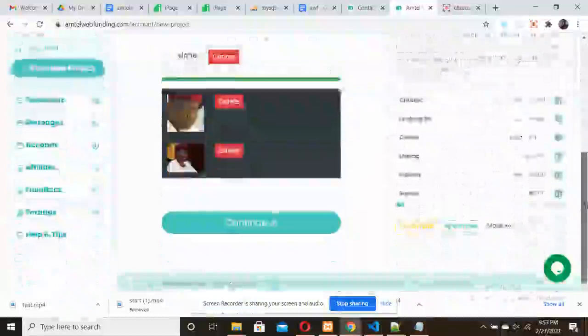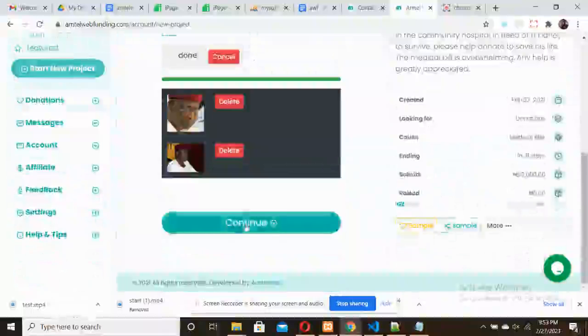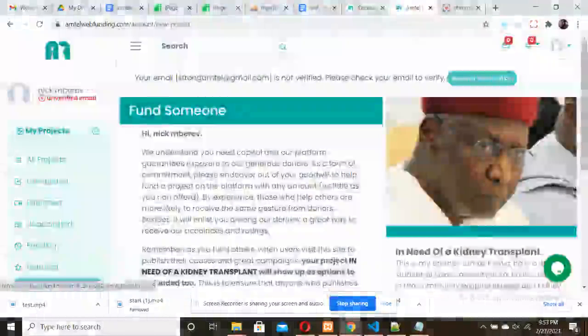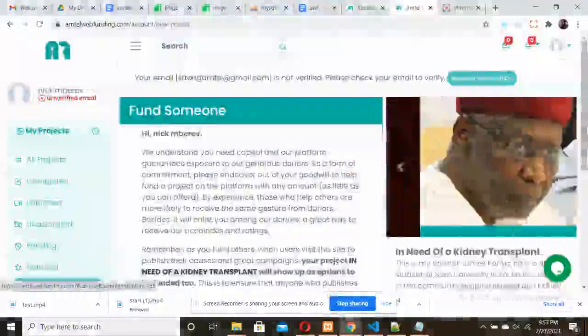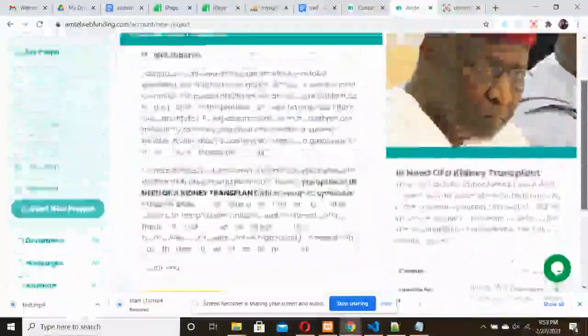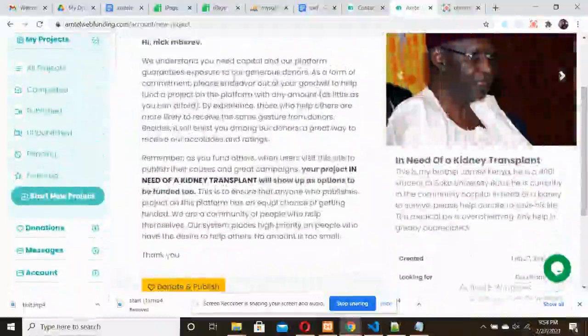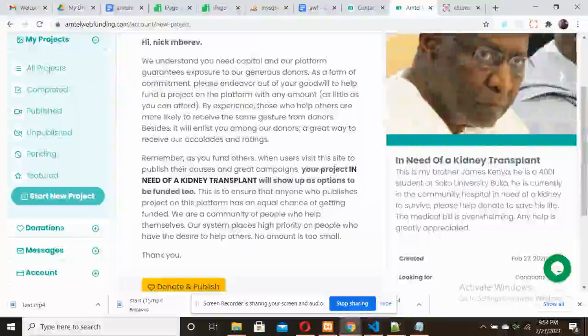Okay, so once you set the images, you can click on continue. Okay, campaign is successful. You can see it here. You can navigate, breeze through it, and see. You can read everything. And then you notice here that we understand you need capital and our platform guarantees exposure to our generous donors. As a form of commitment, please endeavor out of your goodwill to help fund a project on the platform with any amount as little as you can afford.